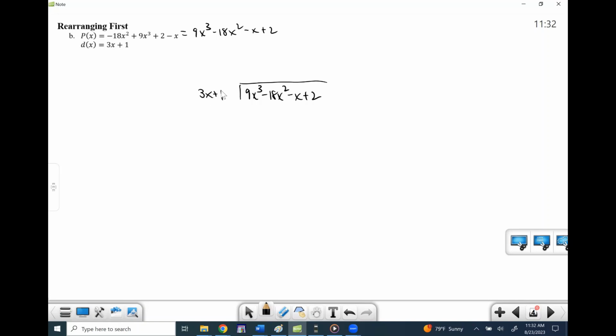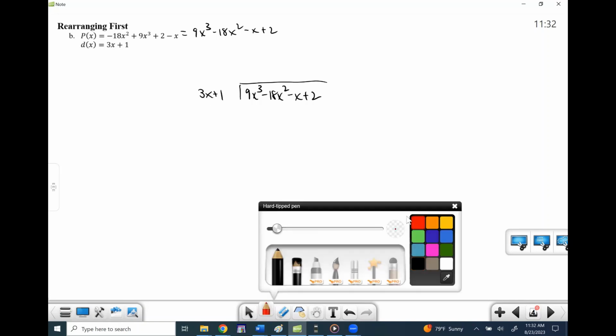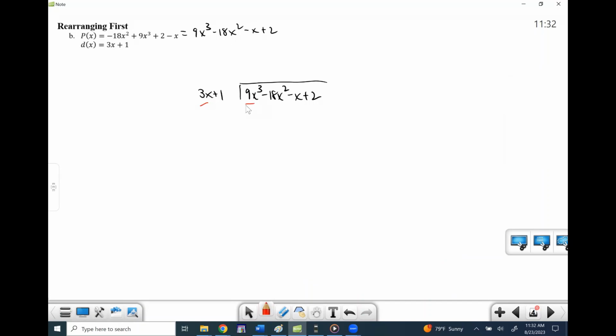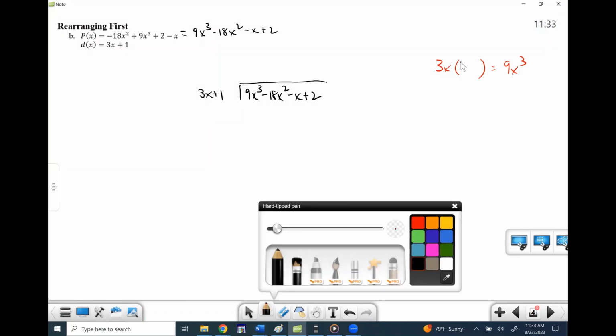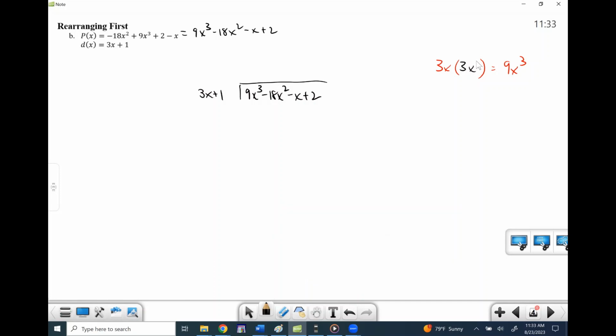Okay, so it's all about the front terms, right? So we want to ask ourselves, 3x times what gets us 9x cubed? All right, so let's see, we're going to need another 3 to make the 9 and 2 more x's to make 3 x's. So I'm going to put the 3x squared above the other x squared. Put the quadratic term on top of the other quadratic.